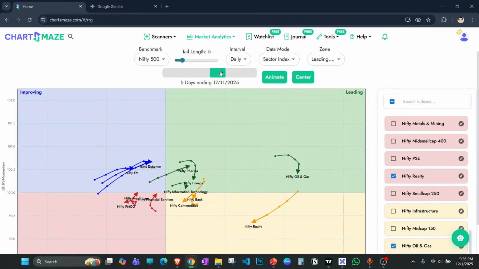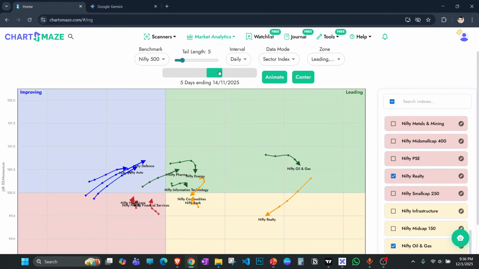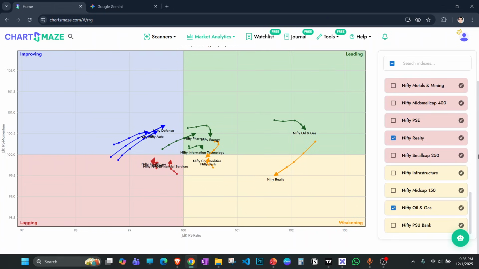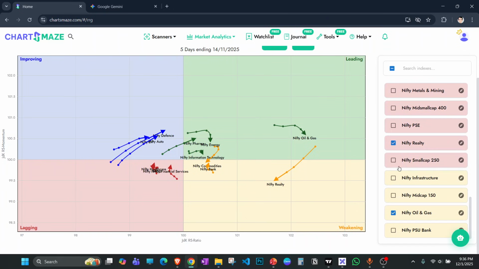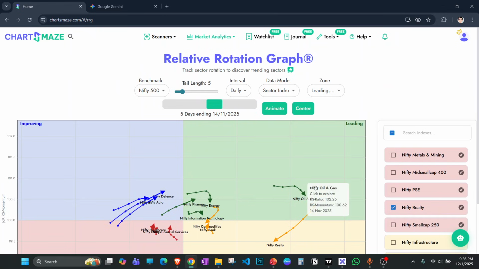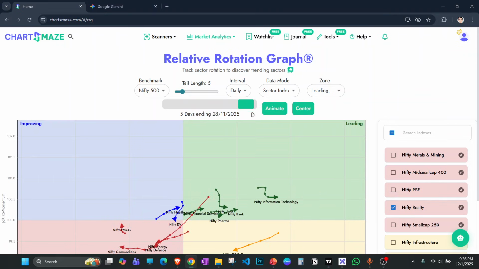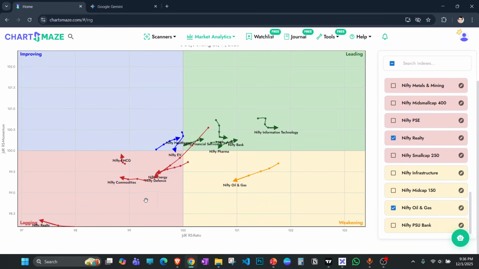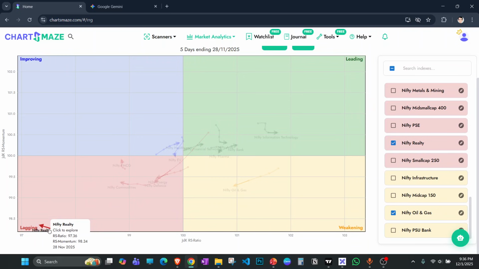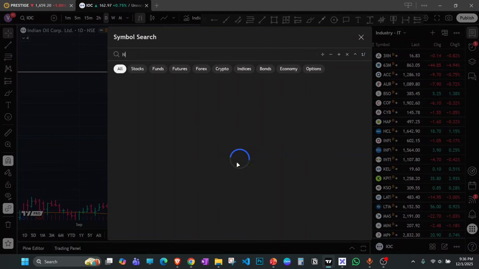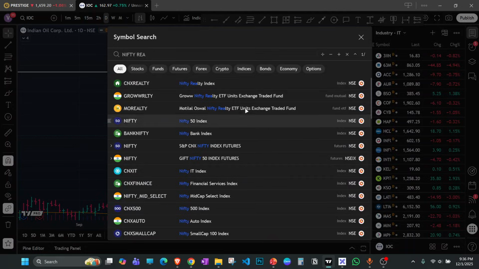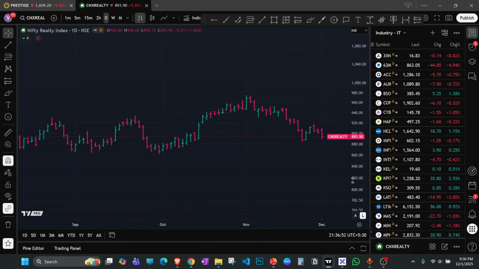And see what happened after 14th, 15th, this phase. What happened after that? You can clearly see the Nifty has fallen into the weakening quadrant. That means the relative strength is there but the momentum is not there, and you can clearly see the direction of the oil and gas has changed to a downward trajectory, right? And if we move forward to right now, you can clearly see it's in the weakening quadrant, moving towards the lagging quadrant. And you can clearly see where the Nifty Realty has fallen. And if you look at the index as well, you can clearly see it's continuously going down, right?